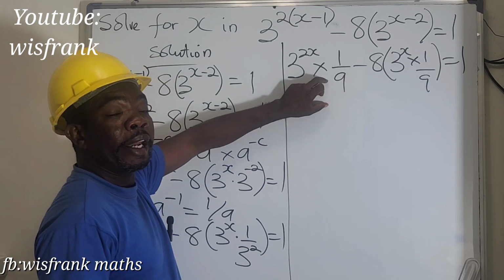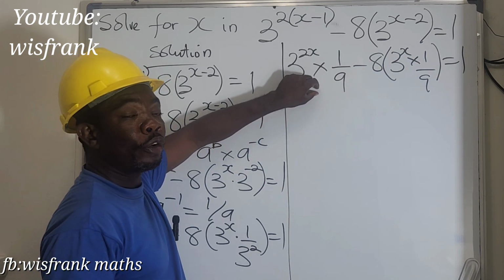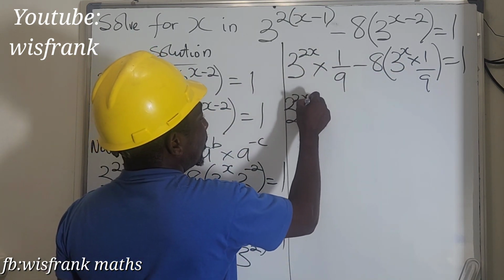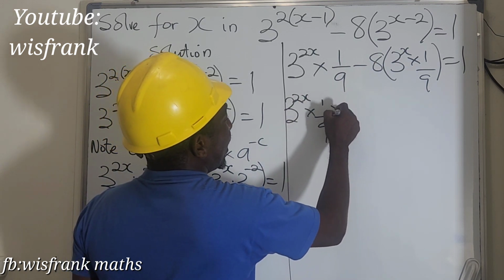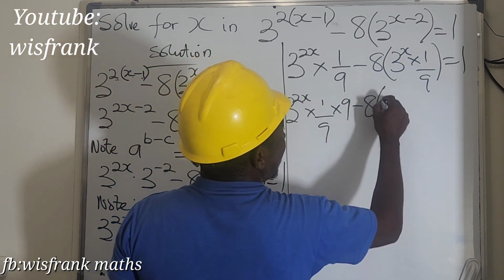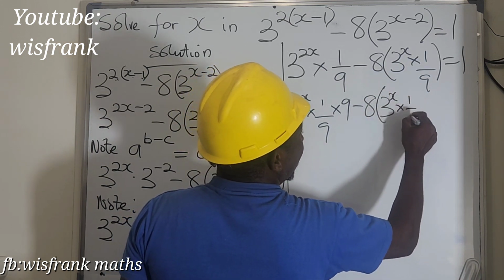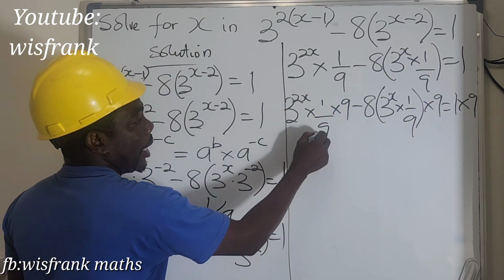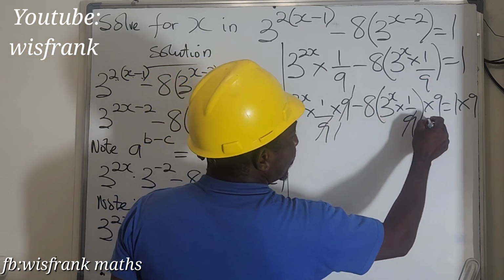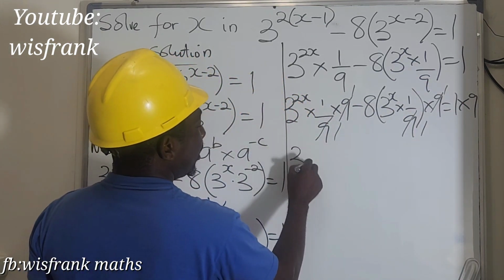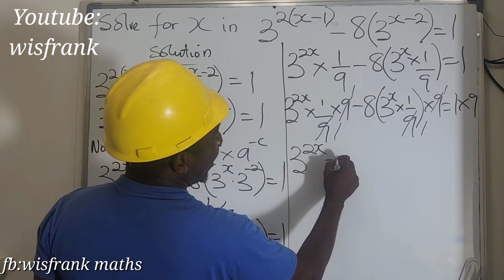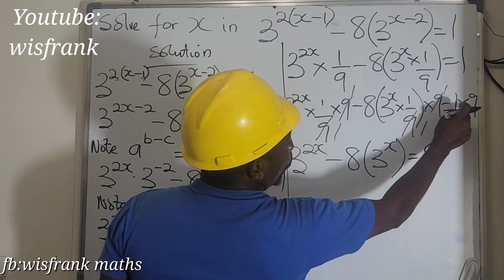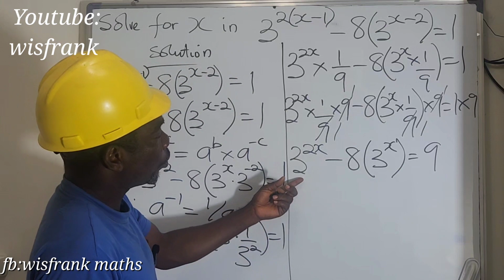We have a fraction of 1 all over 9. For us to clear this fraction, we are going to multiply all through by 9. So here it will become 3 to the power of 2x times 1 all over 9 times 9, minus 8 into 3 to the power of x times 1 all over 9 times 9, equals 1 times 9. Here, 9 will cancel 9, leaving 1, and 9 will cancel 9, leaving 1. So we are now left with 3 to the power of 2x minus 8 into 3 to the power of x equals 9, since 1 times 9 equals 9. So this is what we have.